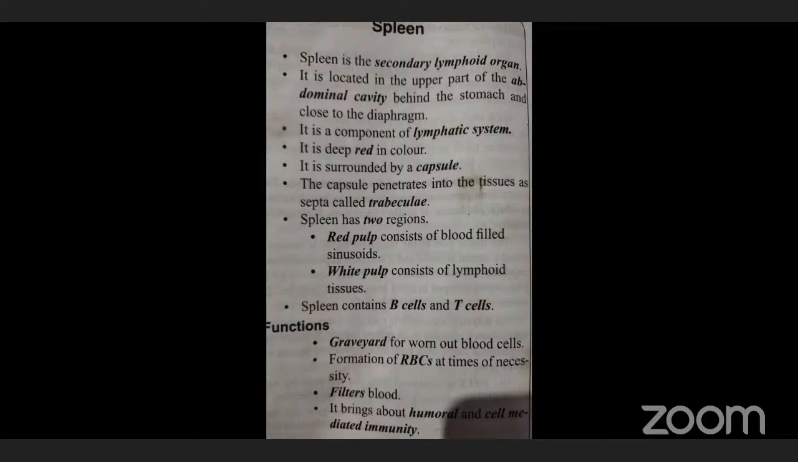One more thing, the spleen can bring both humoral immunity and cell-mediated immunity, because T cells are present in one region, the outer region, and B cells are present in the inner region. Both B and T cells will be present in the middle region. So it can bring both humoral and cell-mediated immunity. Those are the important points.